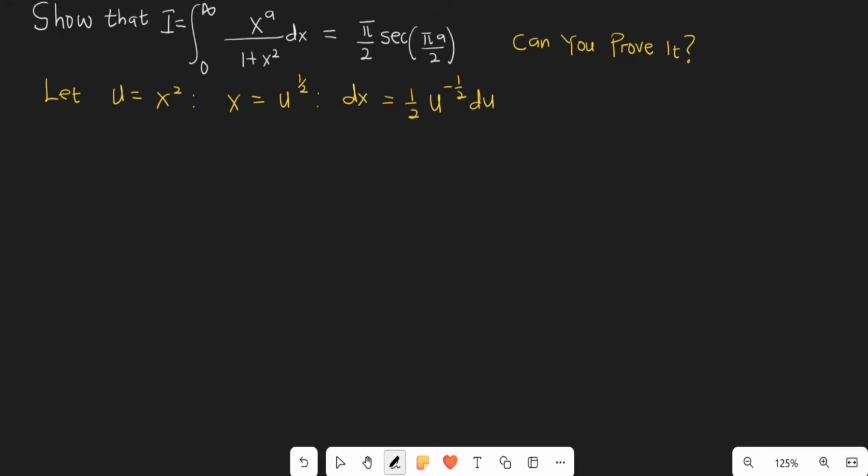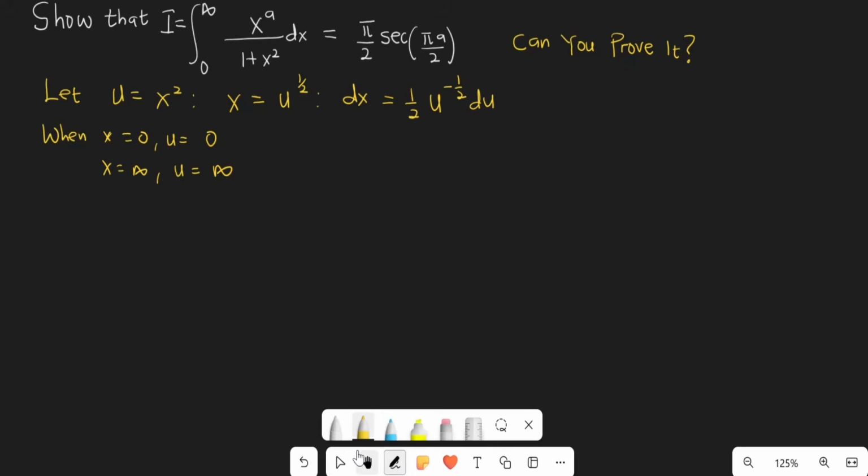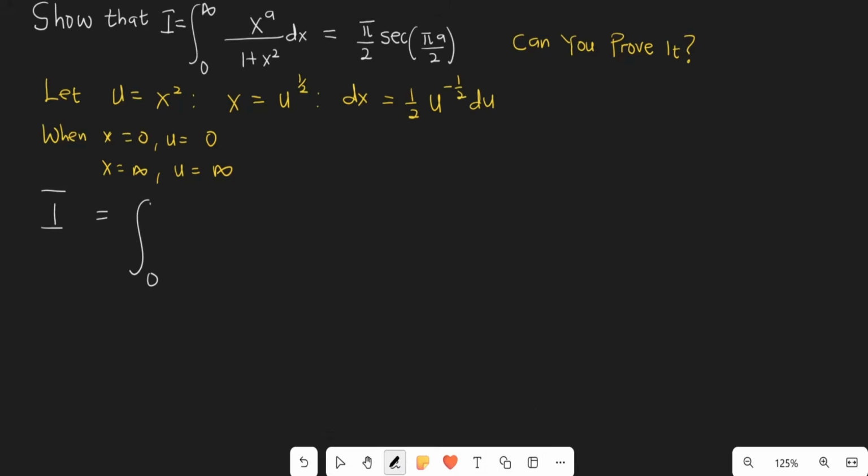Alright, now what about the change in limits? When x is equal to 0, that is the lower limit, u is going to be 0 squared, which is 0. And when x is equal to infinity, the upper limit, u is infinity squared, which is infinity. And now the integral in the u world will look like this. I is equal to the integral, the limits will not change, from 0 to infinity of x raised to the power a. X is u raised to the power 1 over 2. So u raised to the power 1/2 raised to the power a divided by 1 plus x squared, and x squared is u, multiplied by dx, and dx is 1/2 u raised to the power negative 1/2 du.